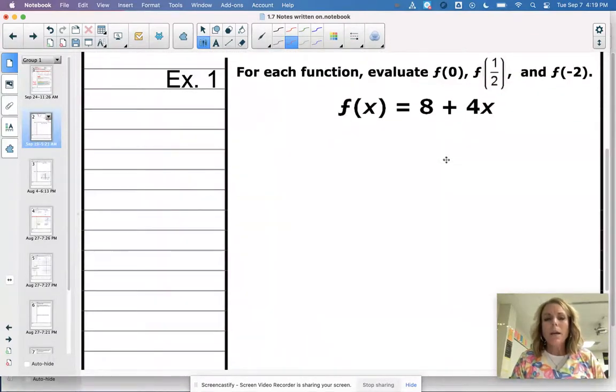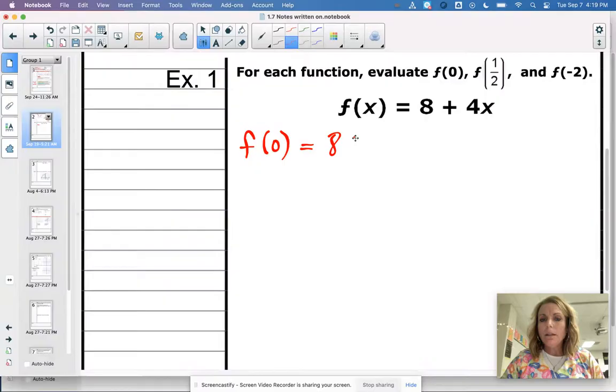So let's do example 1. For this function, evaluate. So they want us to find the value of the function when x is equal to 0. Basically, I'm going to take 8 plus 4, and in place of x, I'm going to plug in 0. Well, that's just 8 plus 0, which is 8.